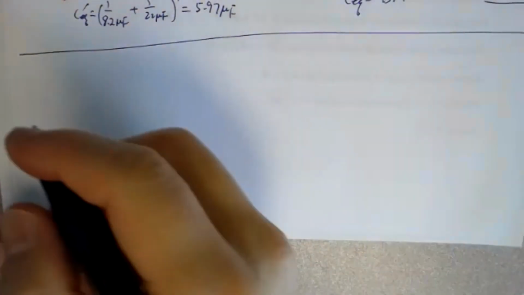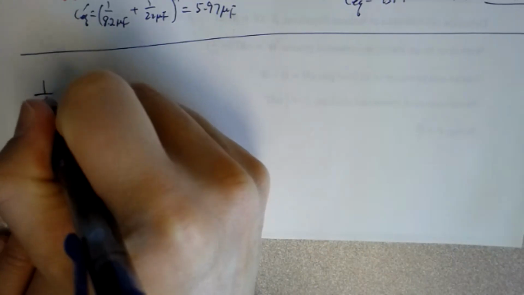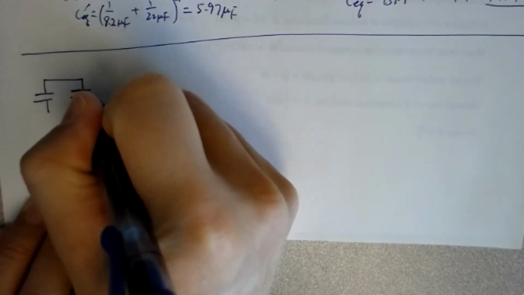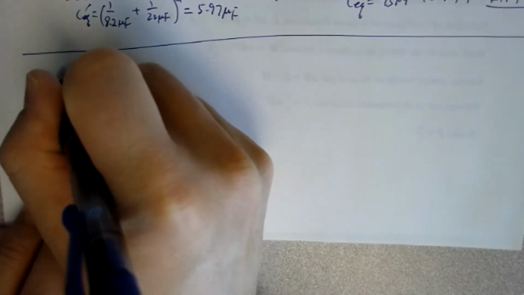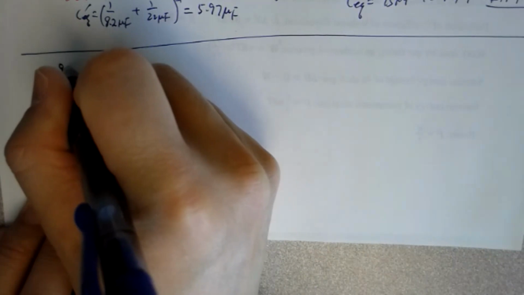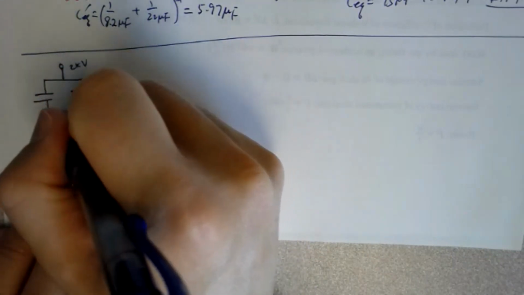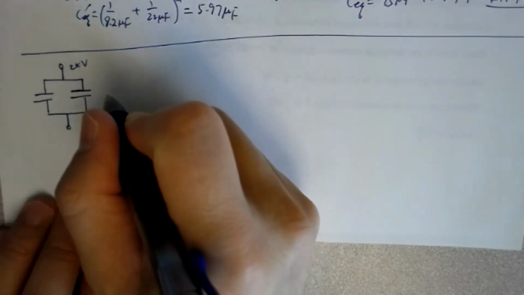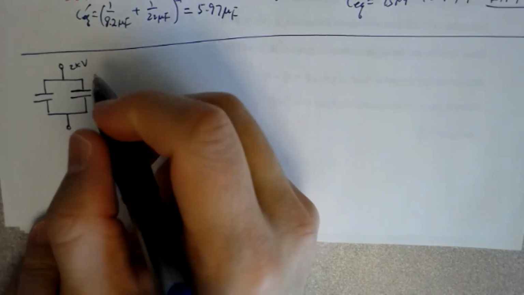So initially you have them charged, both of them to the same voltage. That means they are in parallel. They are charged to 2 kilovolts across the two terminals here. This one is 100 picofarad, and this one is 400 picofarad.